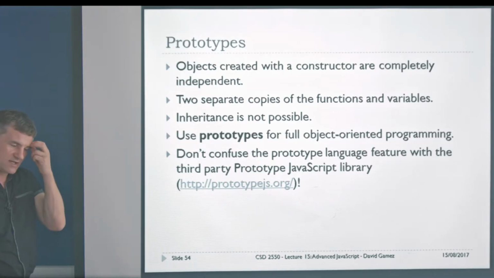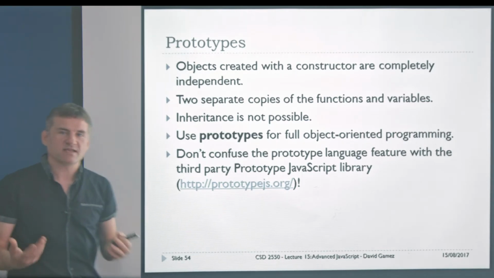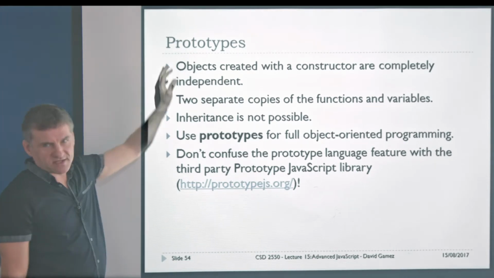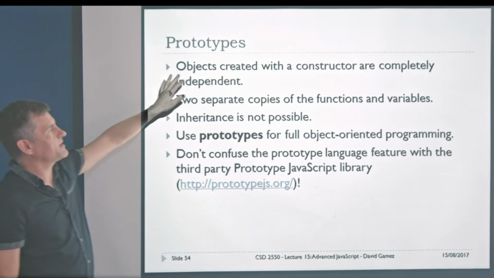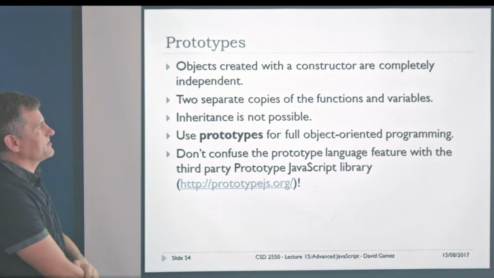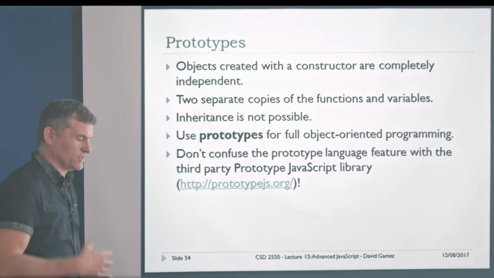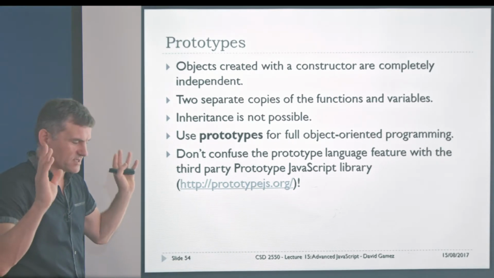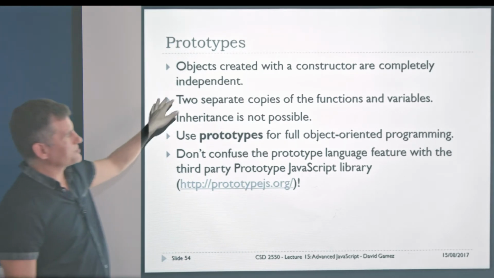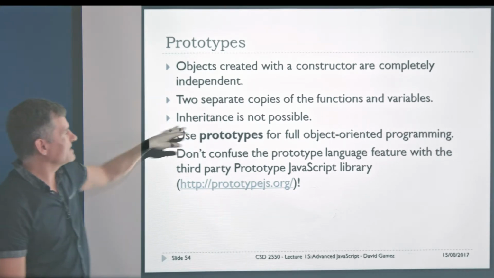Prototypes are the most advanced object-oriented features in JavaScript, and in many cases it'll make sense to use this stuff. As I mentioned before, a limitation of constructors is that the objects that are created with a constructor are completely independent. It's a factory: it churns out the objects, and the objects go off into the world, and there's no longer any connection between them. So you get separate copies of all the functions and variables, so it's not very memory efficient, but not such a big deal these days.